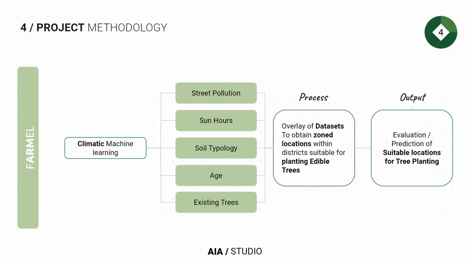For our project methodology, we will be starting with climatic machine learning where we will take datasets of street pollution, sun hours, soil typology, the age of trees, and the location of existing trees. Our process would be overlaying the datasets to obtain zoned locations within districts suitable for planting edible trees, with an output that evaluates and predicts suitable locations for tree planting.